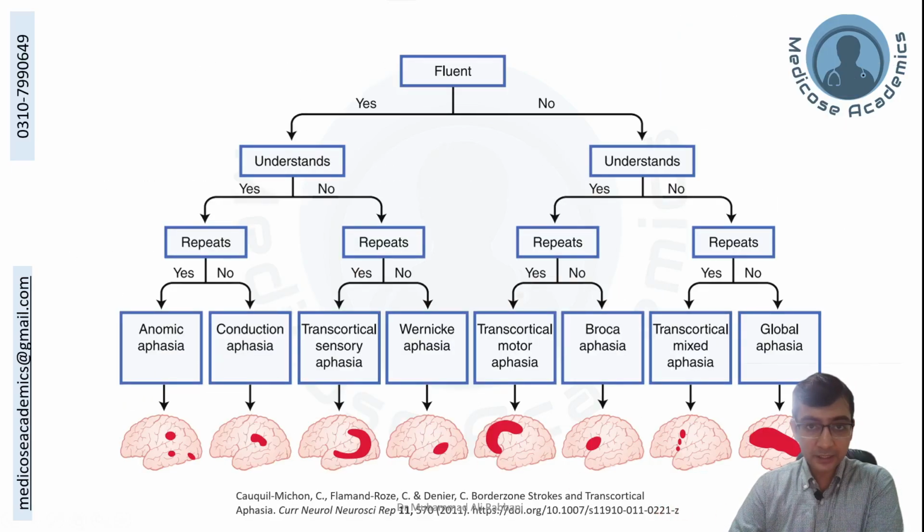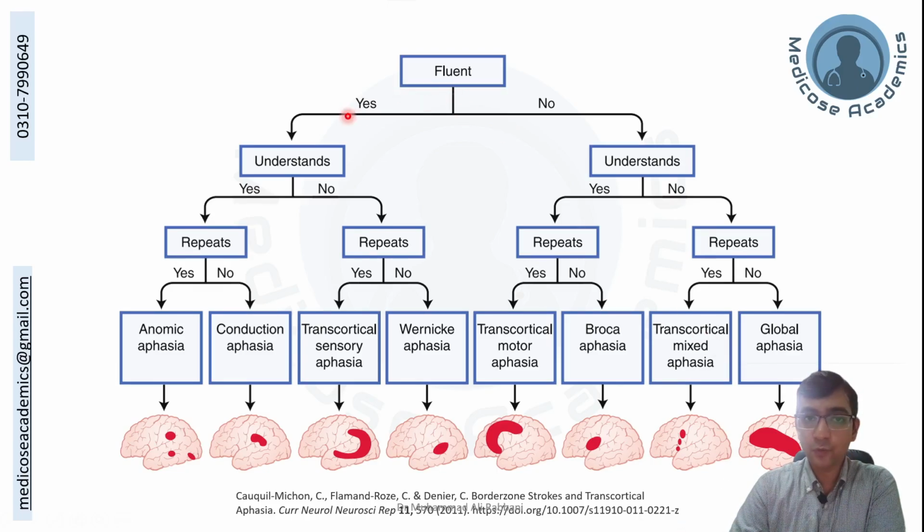This is a picture that I got from a source I have given in the reference below. It is a roadmap of how you can figure out where the area damage is. I have not discussed the transcortical areas. Transcortical sensory aphasia is due to the loss of connections of Wernicke's area. Transcortical motor aphasia is due to the loss of connections of Broca's area, with Broca's area intact. Transcortical mixed aphasia will be a mixture of that.